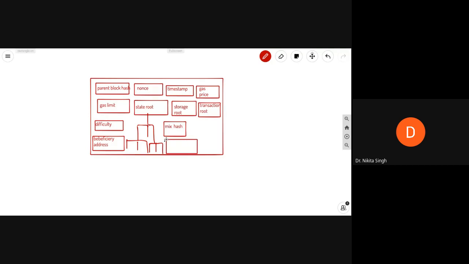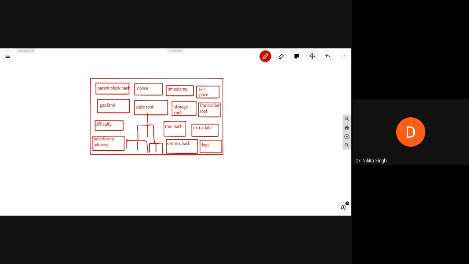We have commerce hash, and we have one field for extra data and one for logs. So let us see all of these fields one by one.